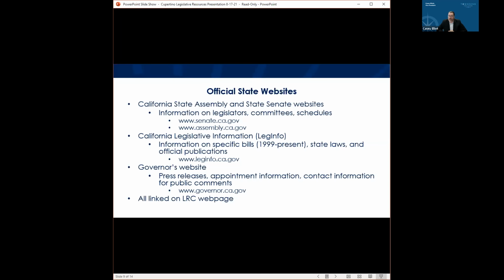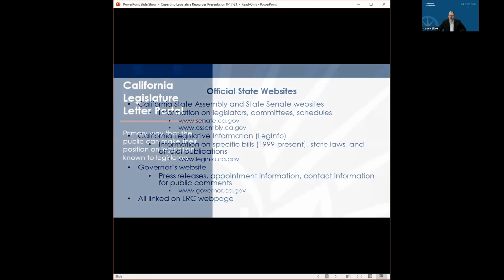There's also the legislative information website, which is the main website to get bill information, has bill analyses, text for individual bills dating back to 1999. That's also where, if you wanted to look up state codes and things, you could find information there. And then also the governor's website has a significant level of information put out by his office, including press releases, appointment information, contact information for public comment. All of those websites have links on the LRC webpage. So if you don't have time to jot down all these web addresses, they can be found on the LRC webpage as well.